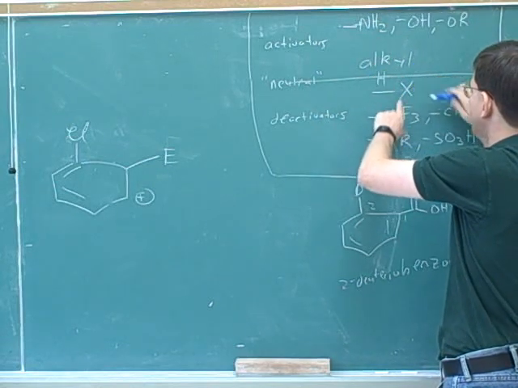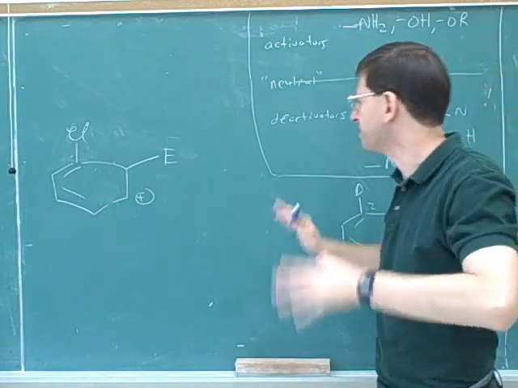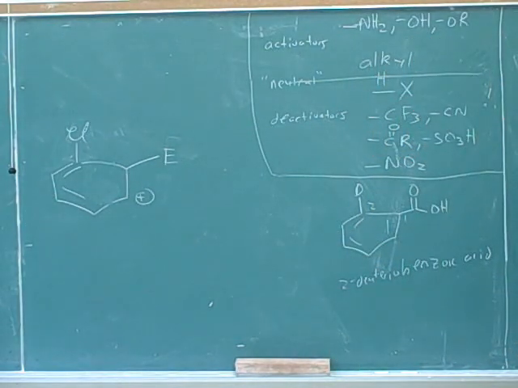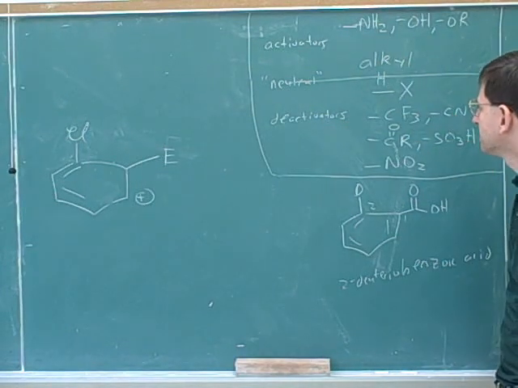This is electron withdrawing, but not as much as these. And the nitro is the most electron withdrawing. That's about as much detail as you probably would be expected to have. But it might be good to have this kind of table in your notes, the way I have it arranged.